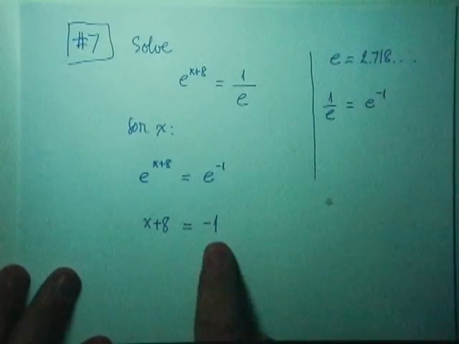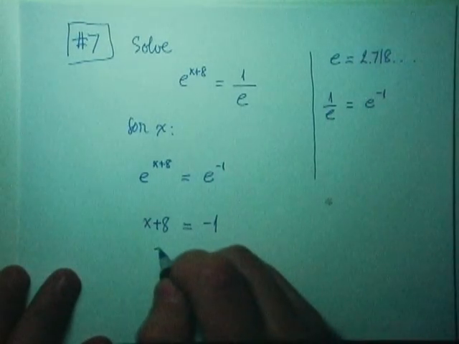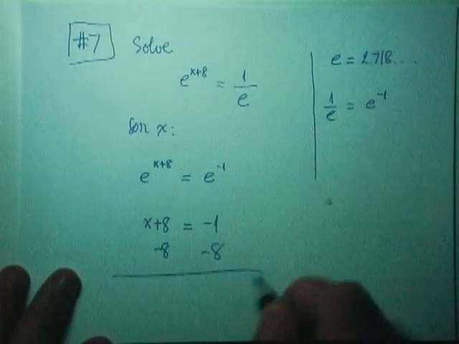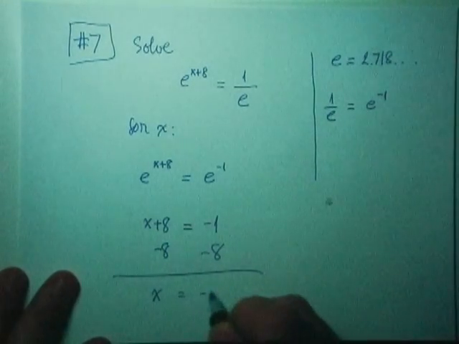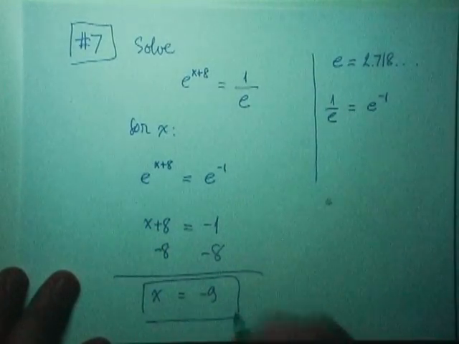And here I produce for myself a new equation. Solving this equation is easy. Subtract 8 from both sides, and that's x equals negative 9. And that's how I solve problem number 7.